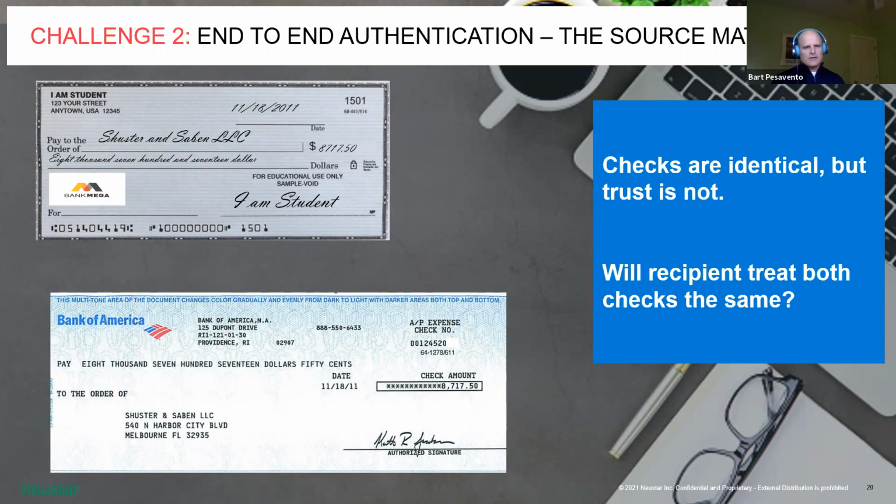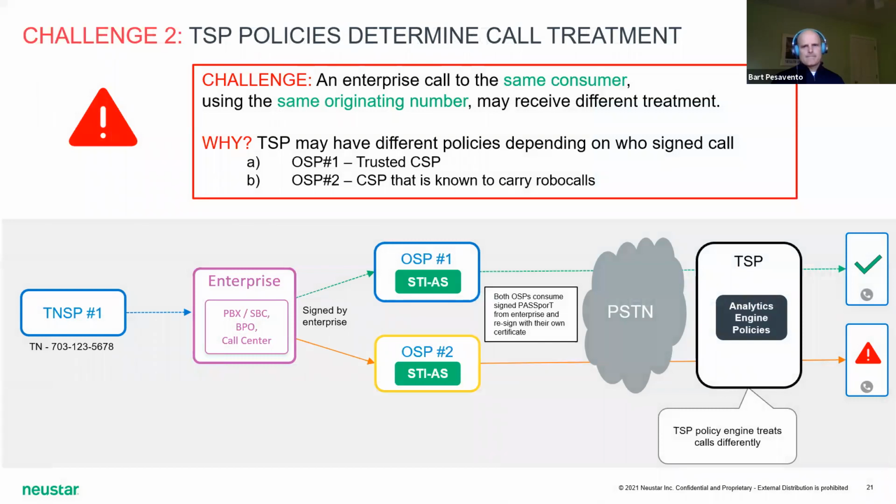Is the recipient going to treat both of these the same way? I'm looking at this one: it's a corporate check signed by a corporate officer from a respected bank that I know. This one is signed by a college student from some bank I've never heard of. Yes, the rest of the information is identical, but I'm not going to treat it the same way. Yeah, it's a good analogy.